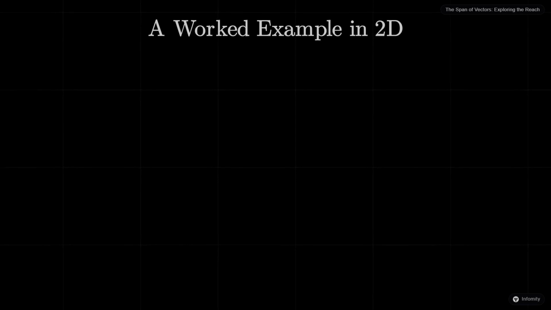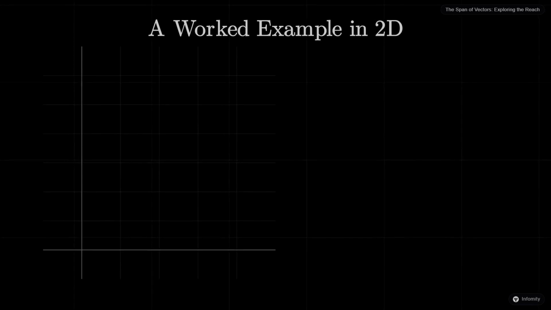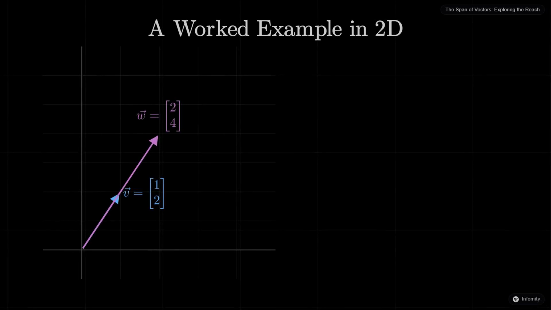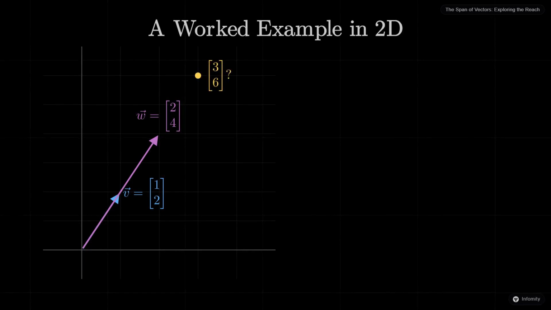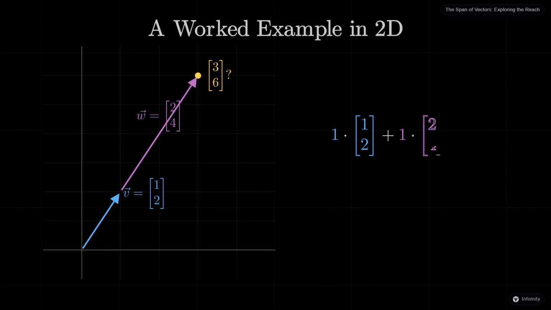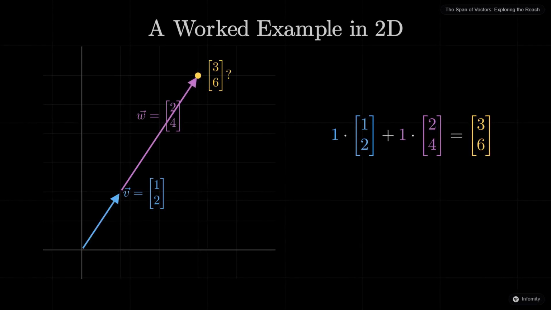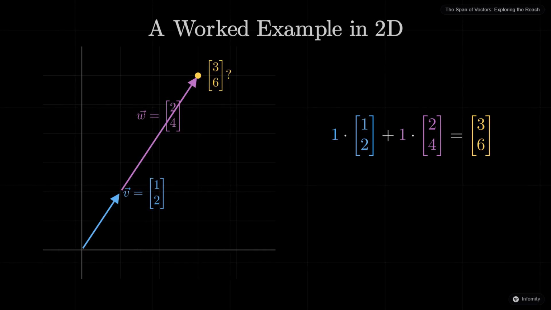To see this in action, let us look at a concrete example. Suppose our first vector is the vector 1, 2, and our second vector is the vector 2, 4. Can we reach the point 3, 6? The answer is yes, because we can simply add 1 times the first vector plus 1 times the second vector to land exactly on our target.